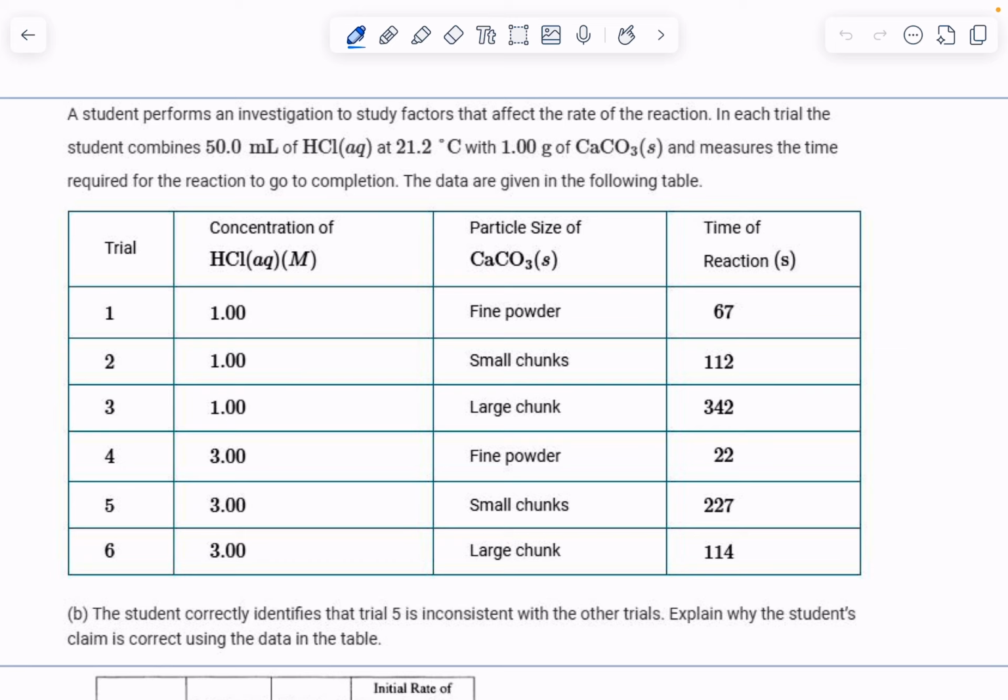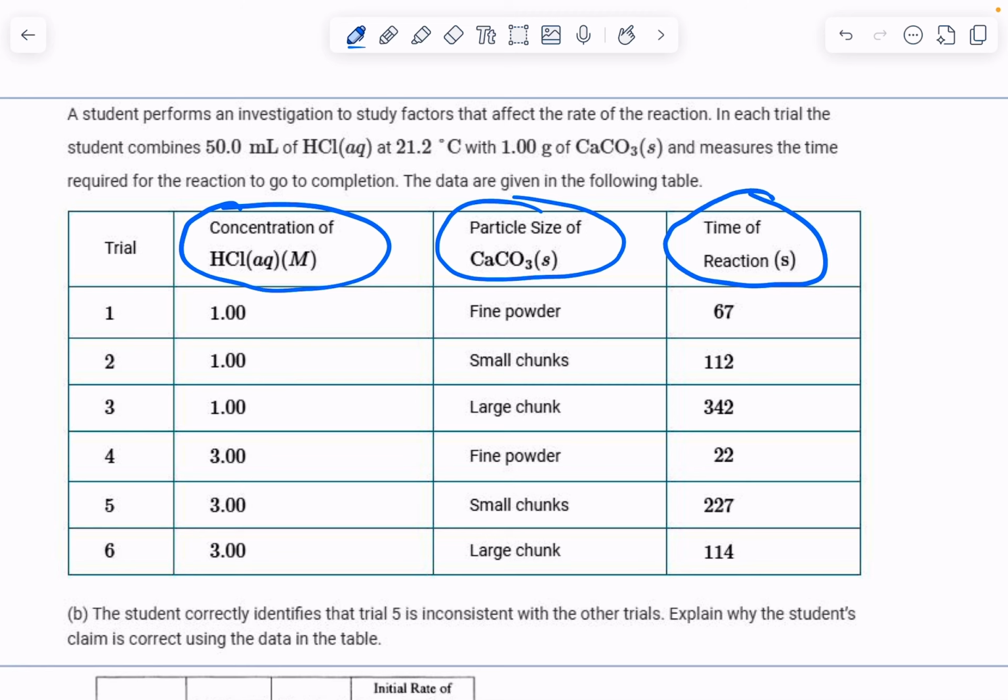In each trial, the student combines 50 milliliters of hydrochloric acid at 21.2 degrees Celsius with 1 gram of calcium carbonate, and measures the time required for each reaction to go to completion. The data are given in the following table. So looking at this data, we've got concentration of hydrochloric acid, we've got the particle size of calcium carbonate, and we've got the time of reaction, so the time it takes for the reaction to complete.